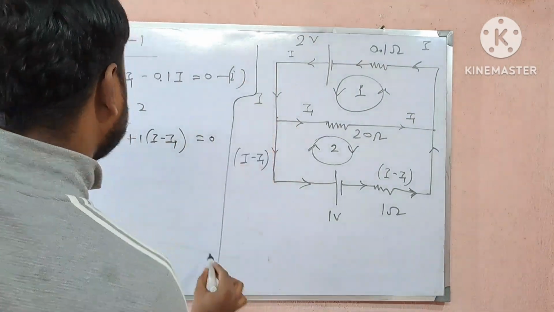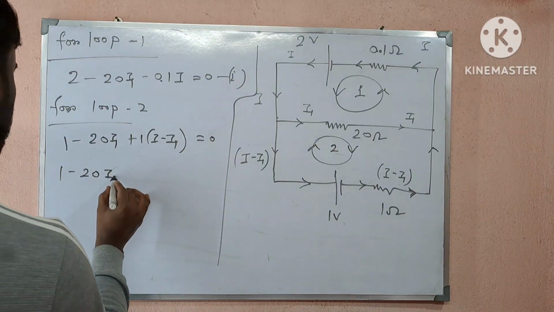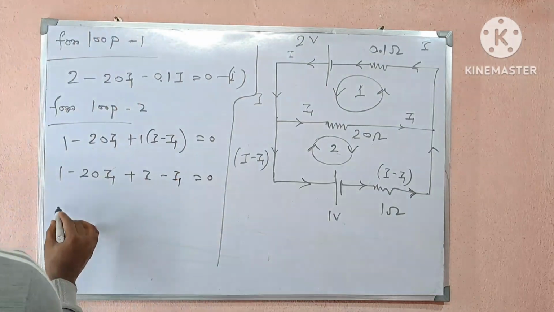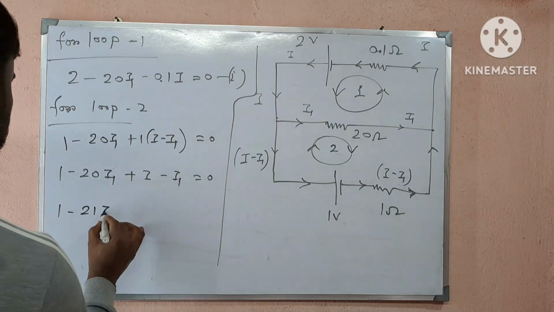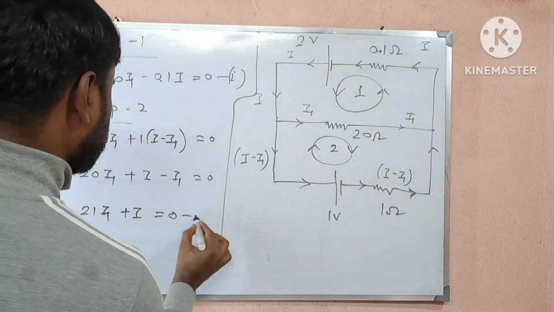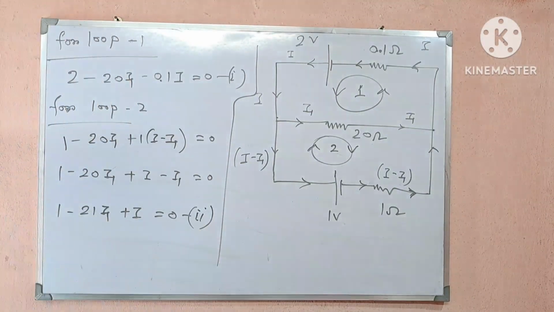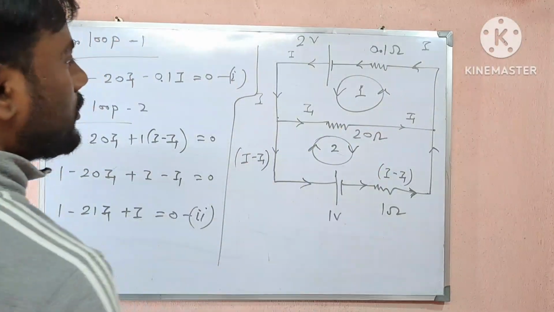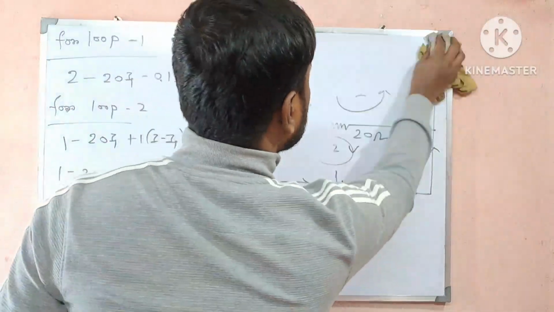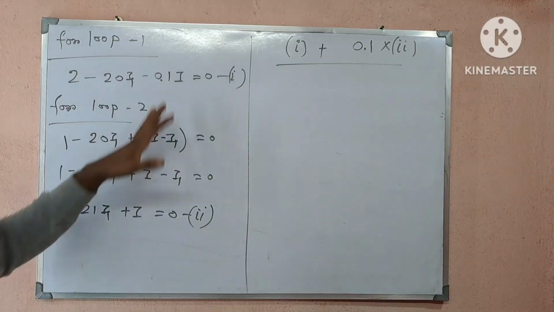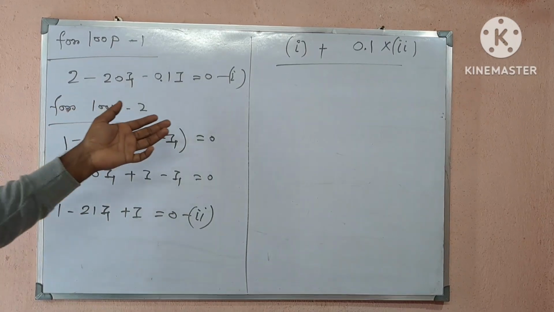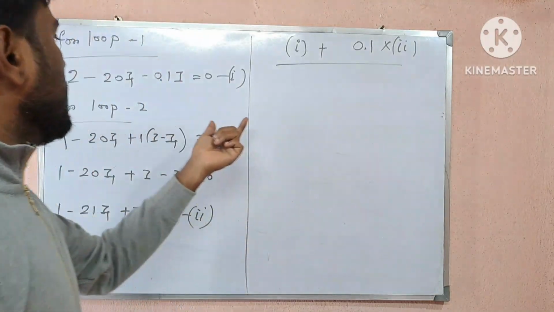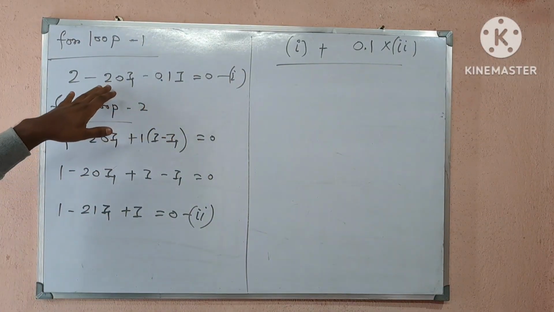After solving, we can write here 1 minus 20 I1 plus I minus I1 equal to 0. We can write 1 minus 21 I1 plus I is equal to 0. This is equation 2. Now by solving these two equations, we have to find the value of I1, because I1 is the value of current that is flowing through the 20 ohm resistor. From these two equations, to find the value of I1, I think if we do this step, then we'll easily remove the value of I, and then we'll get the value of I1.